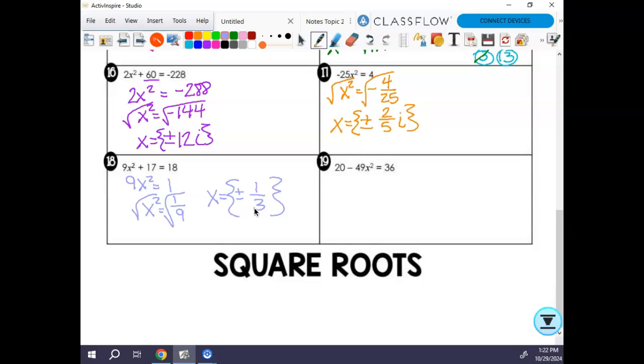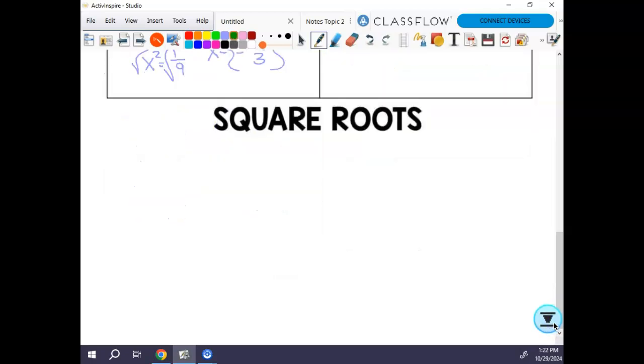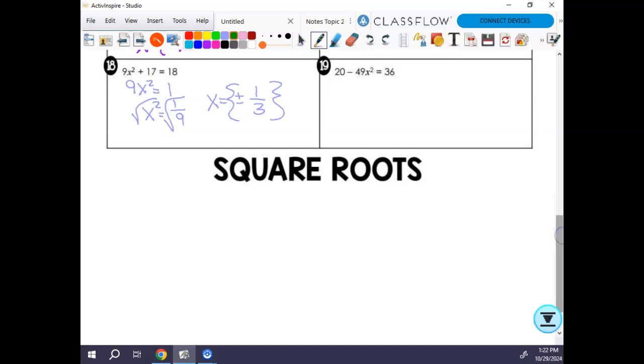Then we'll just go ahead and do 19 together. So I've said I want my x squared term, I really want it to be positive, but I'm going to divide that away anyway, so it really doesn't matter. I don't have to move things around. I do have to move the 20 first before I can do anything. So this will give me negative 49x squared equals, what's 36 minus 20? 16. So x squared is equal to 16, or negative 16 over 49.